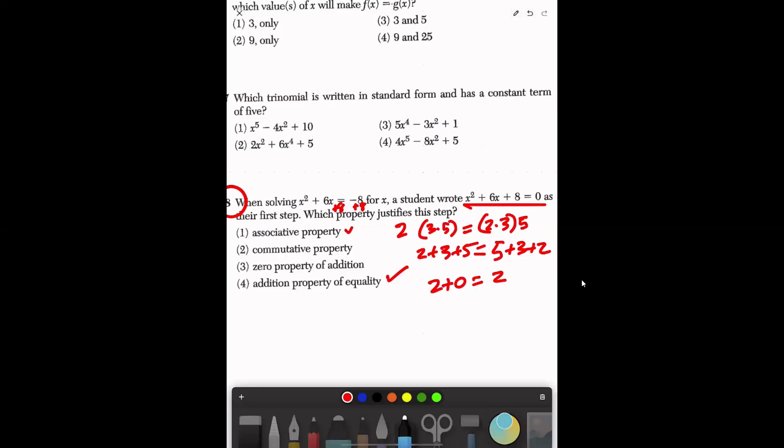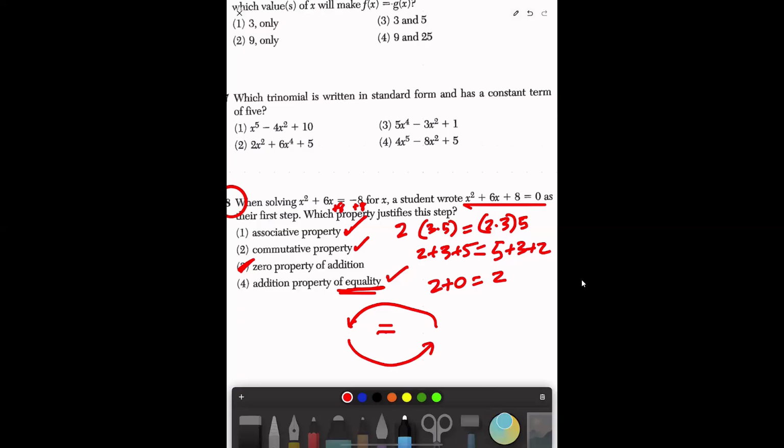We rarely see this, but they do sometimes have the commutative property. Sometimes they have the associative property, but that's it. If you're moving something across an equation from one side to the other side, you're going to be dealing with some property of equality, right? Remember that. That's all it is.